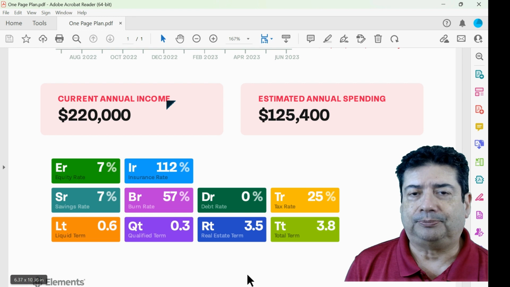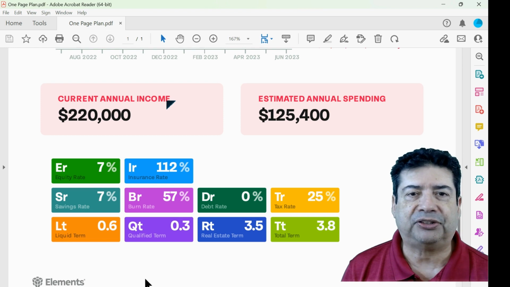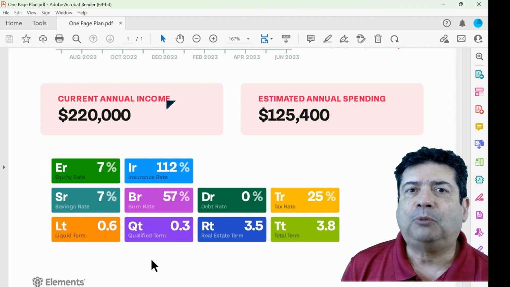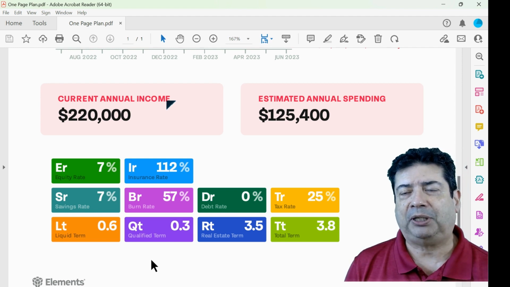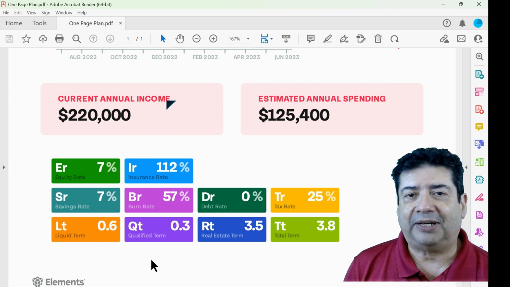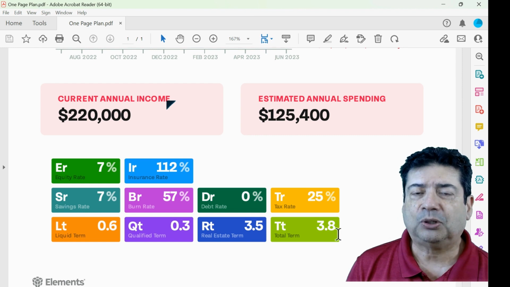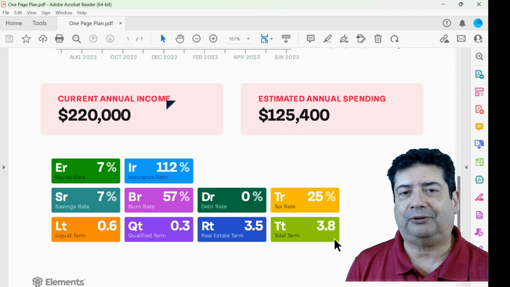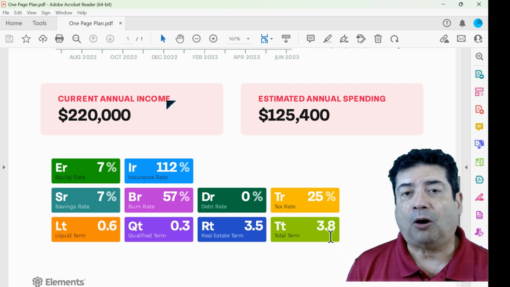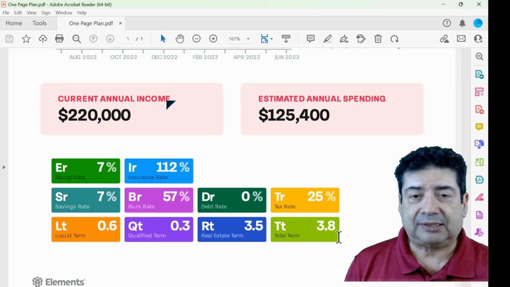Then at the bottom of the report, you see 4 parameters that are called the terms. They basically tell you for how many years you could cover your living expenses should you stop working with the different assets that you have. So at this time, I would like to focus on the total term. The total term is telling me that if you were to stop working today, you would have the capacity to cover your living expenses only for the next 3.8, almost 4 years. So that it's a little low.